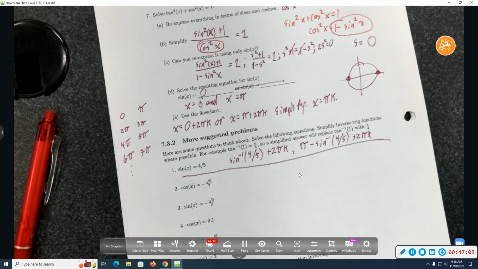Let's think about the next one. Cosine of x equals negative root 3/2. So we'll follow the same strategy. Give me one solution, then we'll add 2 pi k. Then give me another solution, and we'll add 2 pi k again. So what's one solution to cosine of x equals negative root 3/2?